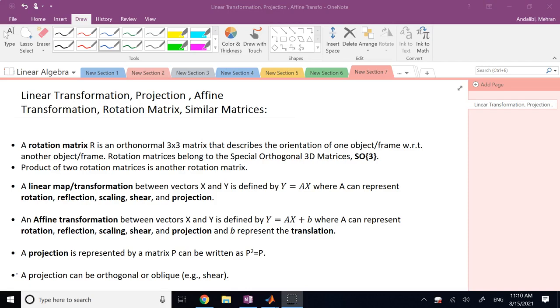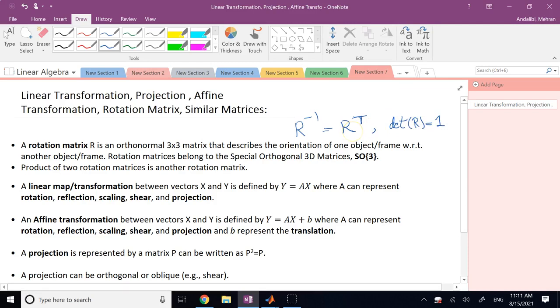Rotation matrices are orthonormal matrices, meaning that the transpose of a rotation matrix and the inverse of a rotation matrix are the same thing, and also the determinant of a rotation matrix is equal to 1 in a right-handed system. We say they belong to a specific group of 3D matrices called special orthogonal matrices, or SO3. So if you ever hear the word SO3, I want you to know that.